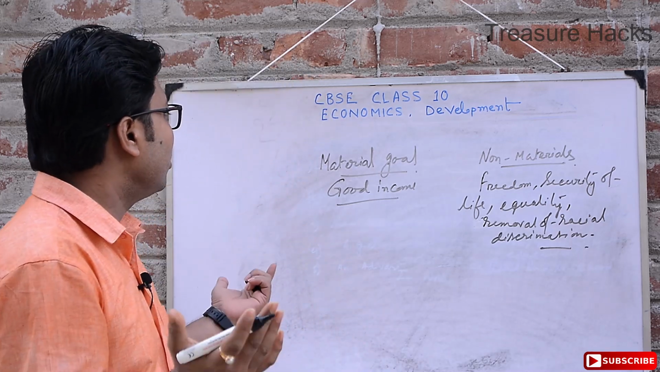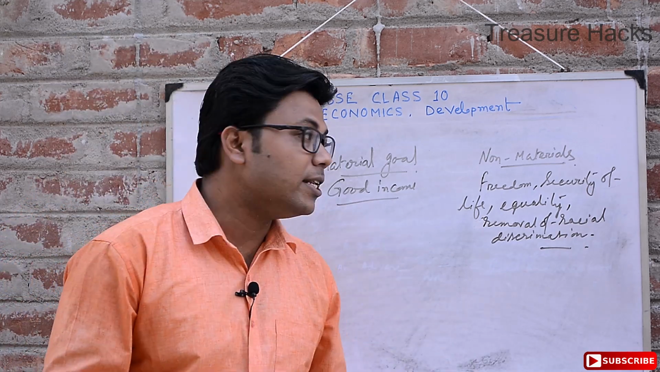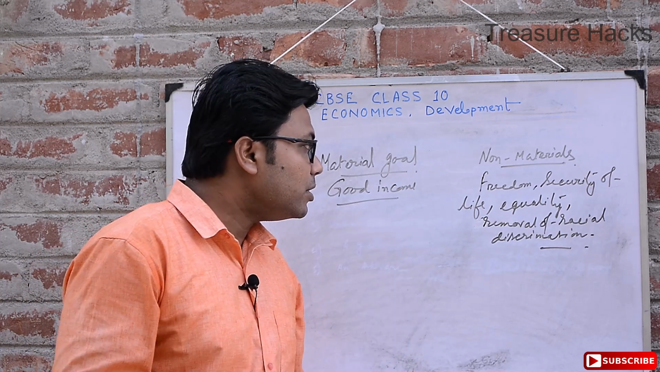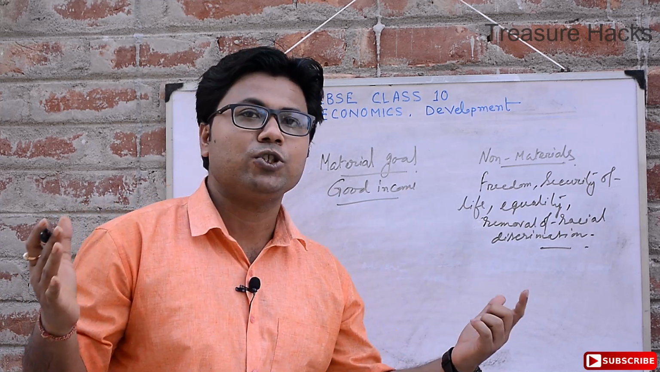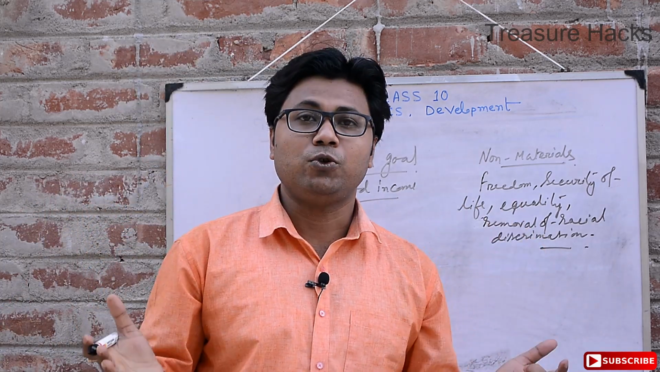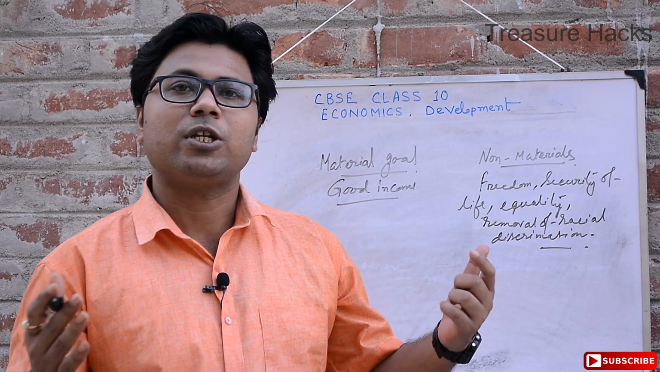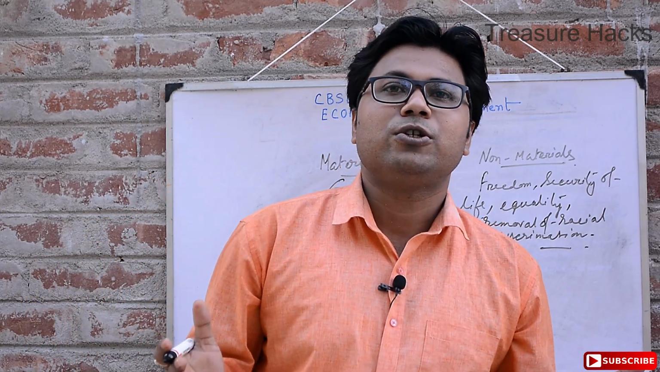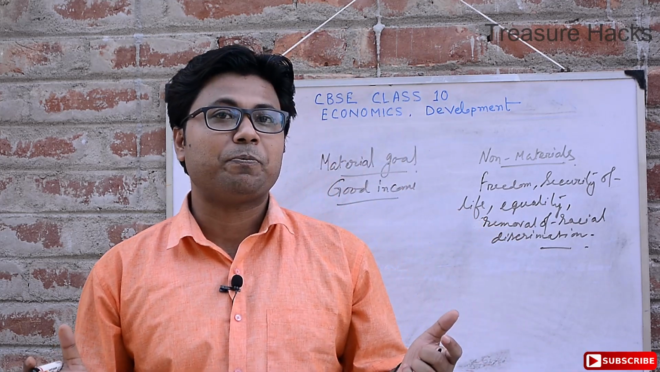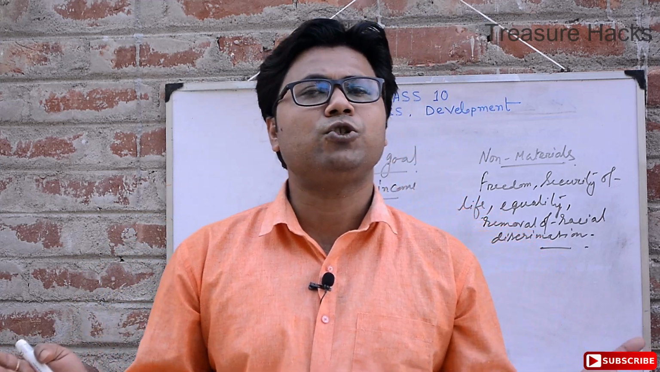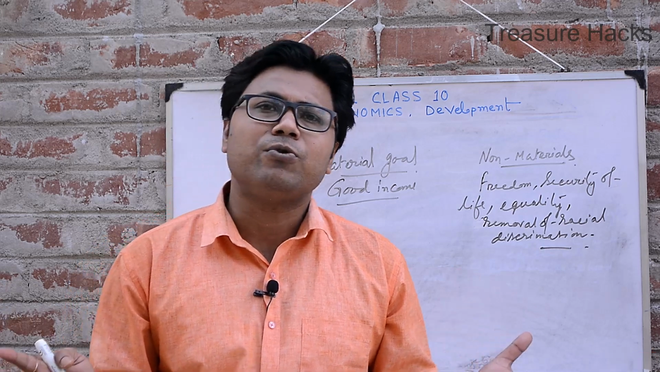So everyone wants to have good income, high income, and that is the material goal or monetary goal. And the non-material goals are freedom. Everyone wants to have freedom. Suppose you have a lot of money, but you are not allowed to get out of your house. You are not allowed to go anywhere that you would like to go. So you would not want that kind of a situation. And you go out on the street, you are robbed, your money is stolen. So that kind of a thing you would also not want.